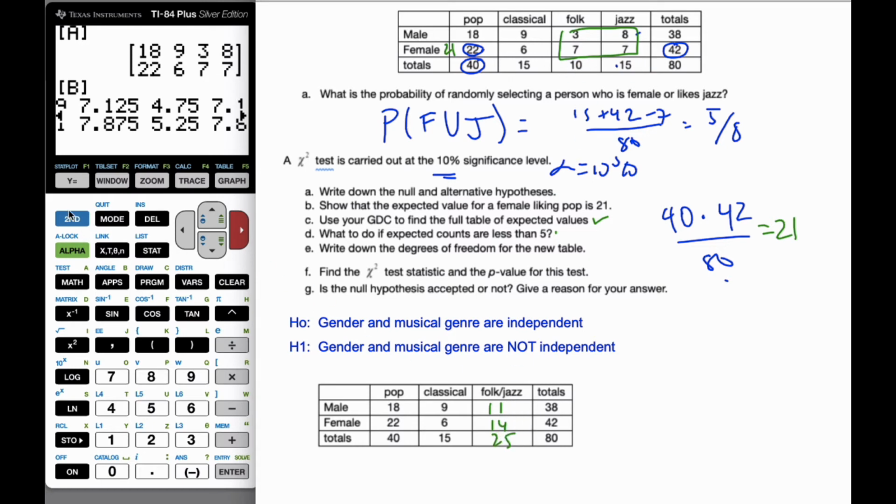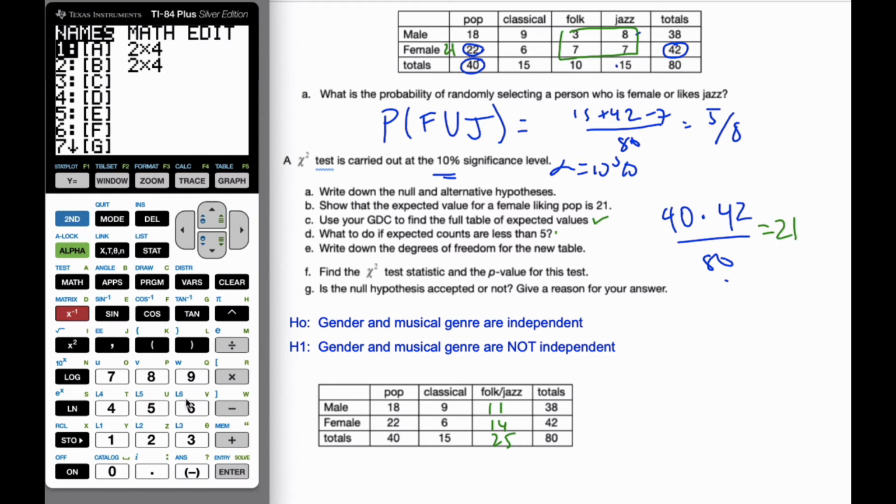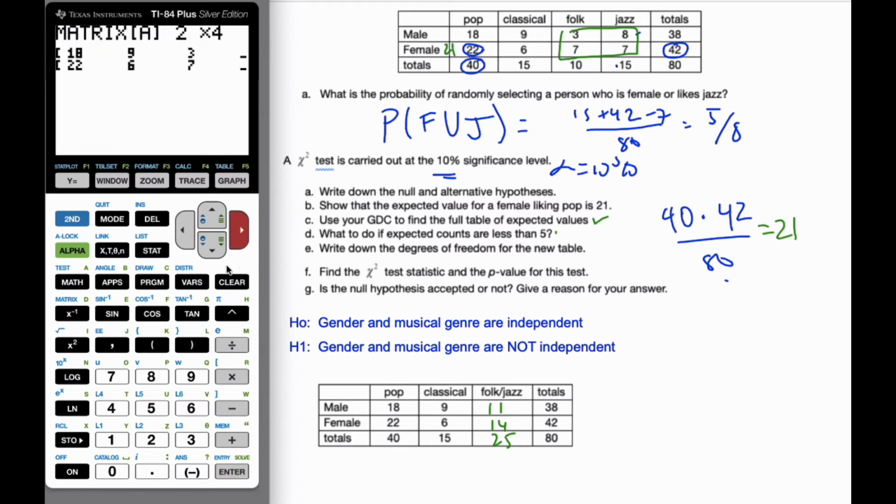And so then I go back to my matrix. I'm going to edit A, number 1. It's going to be a 2 by 3 matrix this time. And this value is 11. The next value is a 14. Enter.